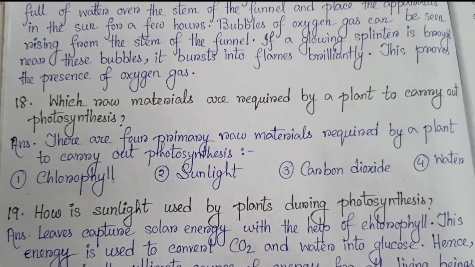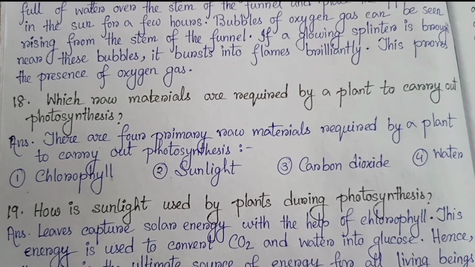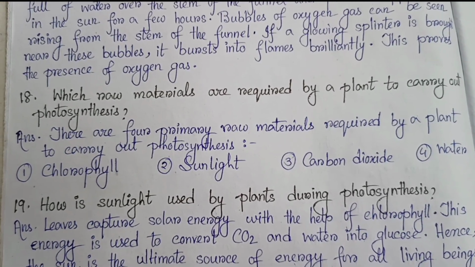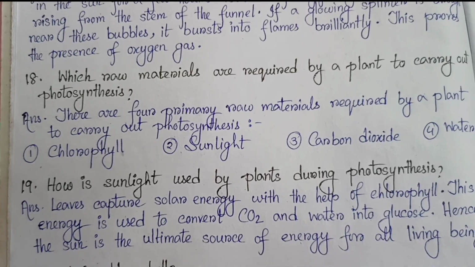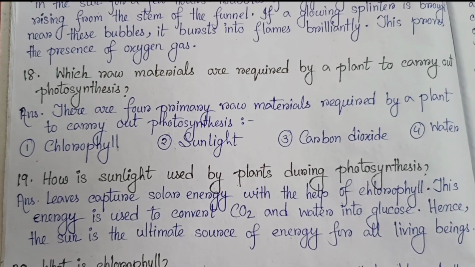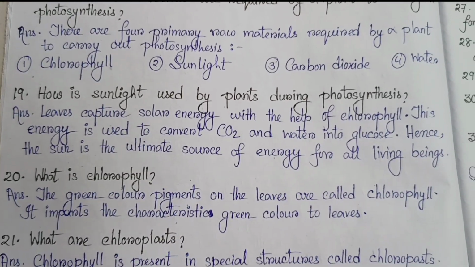Number 18. Which raw materials are required by a plant to carry out photosynthesis? There are 4 primary raw materials required by a plant to carry out photosynthesis: chlorophyll, sunlight, carbon dioxide, water.